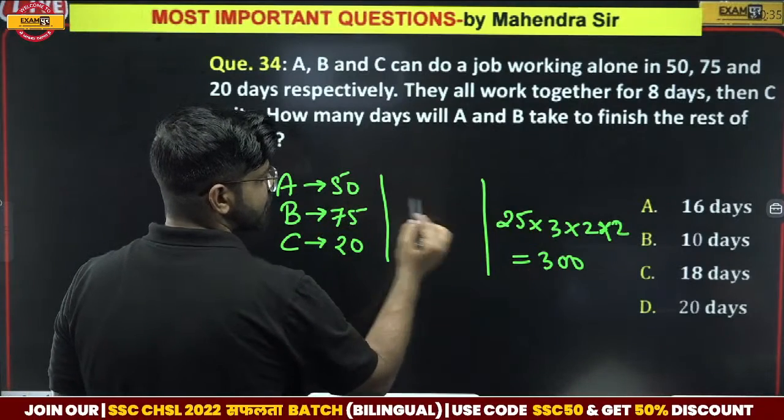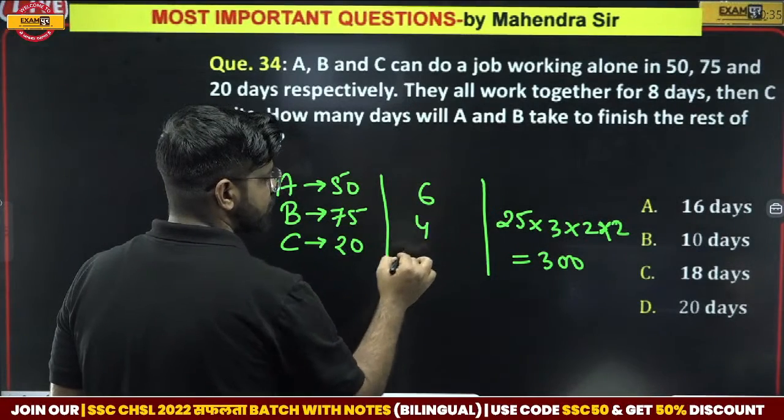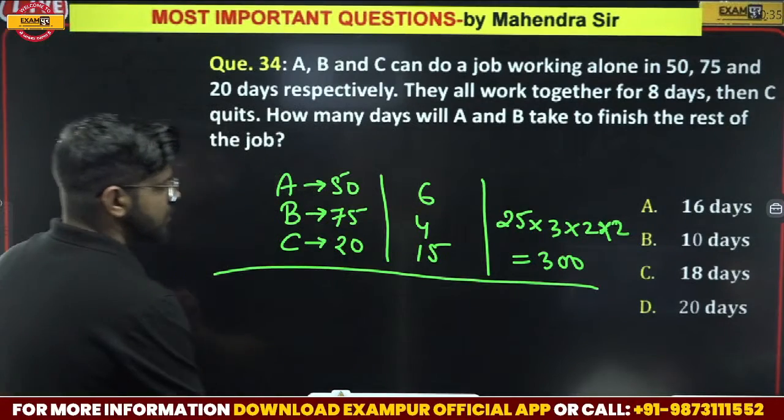So just divide it by 50. What will we get? We will get 6. Then we will get 4. And we will get what? 15. This is the time period.